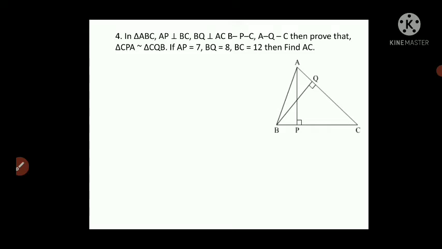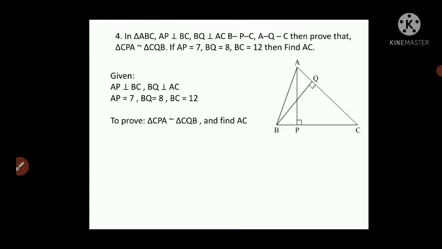So first what we will do, we will write all the given part here. See, given AP is perpendicular to BC and BQ is perpendicular to AC. Also AP is given 7, BQ is 8, BC is 12. To prove triangle CPA is similar to triangle CQB and find AC.